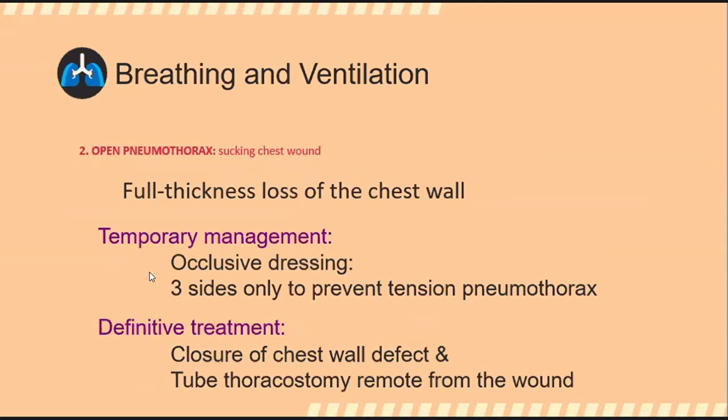So for your open pneumothorax, there's full thickness loss of your chest wall. So there's communication, as I've said earlier, direct communication between your pleural space and your environment. So your temporary management is occlusive dressing, three sides to prevent tension pneumothorax.